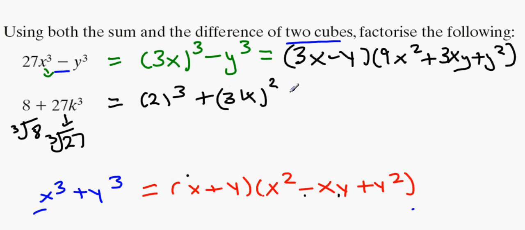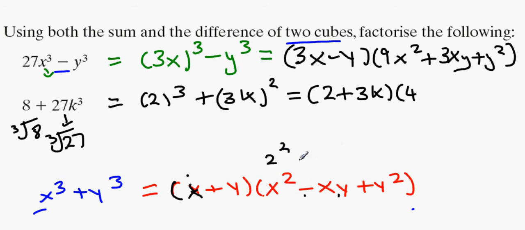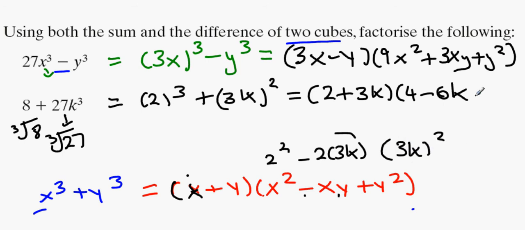Now, for this question here, you can see that's a plus in the middle. So replace x with 2, and y is 3k. So it's going to be 2 plus 3k, into 2 squared because x is 2. 2 squared is 4. Minus 2 times 3k, and 2 times 3k is minus 6k. And finally, y squared, which is 3k squared, and 3k squared is plus 9k squared. So that's your answer for that one there.